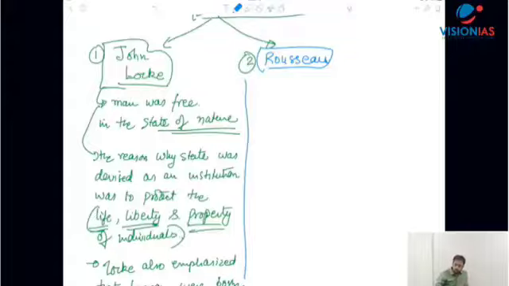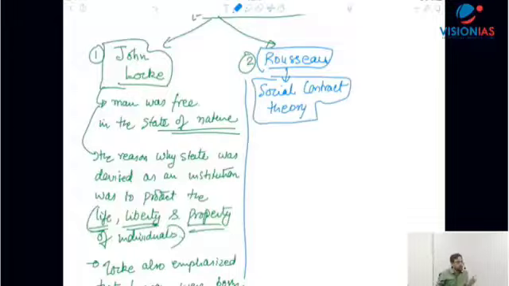Now, Rousseau is the one who's behind the social contract theory. Now, what is John Locke doing? John Locke is pointing out the functions of the state, right? What are the real functions of the state according to him? That is to protect the life, liberty and property. That's what he's saying. And also, he's questioning the divine right to rule.